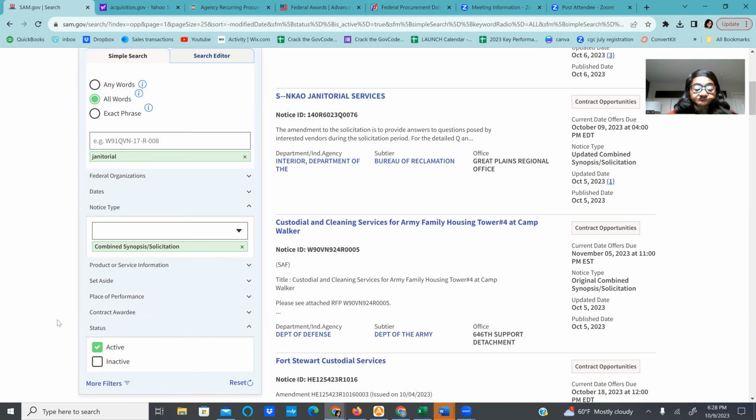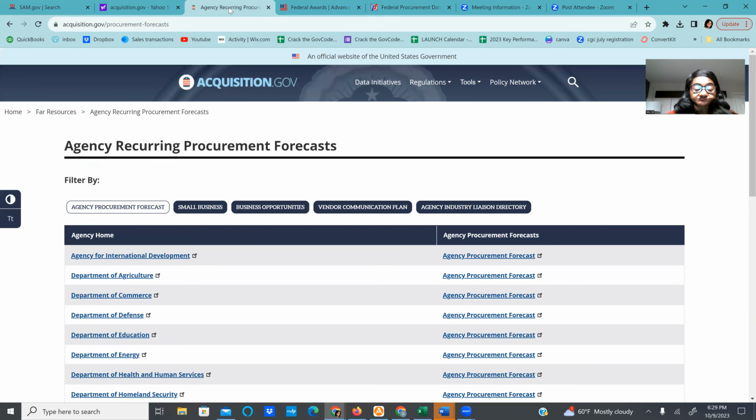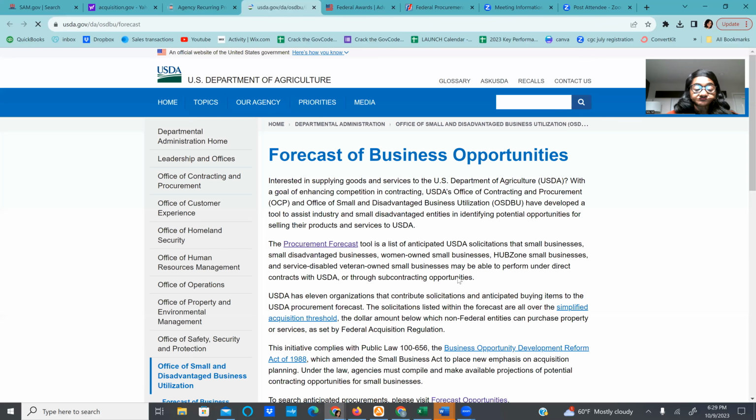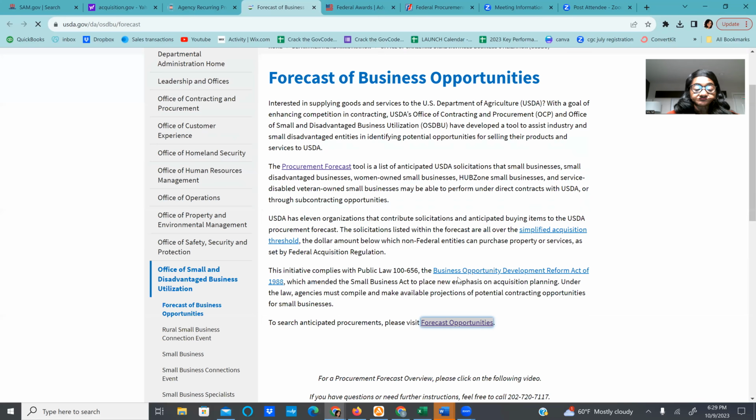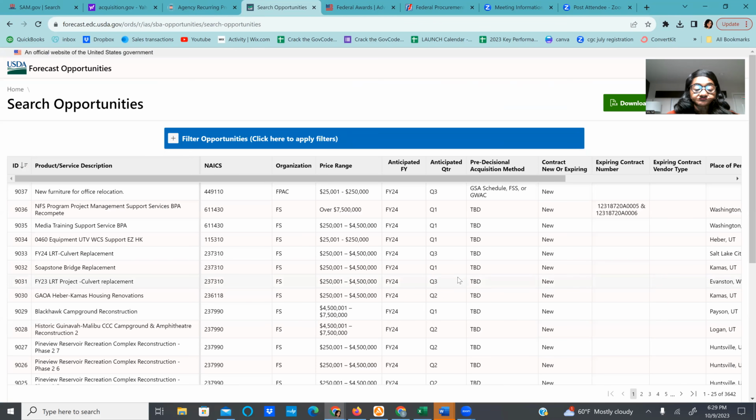My next thing is if I am looking for forecasted bids, that means bids that are coming out, then I am going to go to Acquisition.gov. Acquisition.gov is going to be forecasted, meaning some that are coming out. So I have current bids on SAM.gov. If I want to know what's going to be forecasted, let's say I go to the Department of Agriculture, click on it, and then go down to forecasted opportunities. It's going to give me a list of the forecasted opportunities. I can filter in various ways.